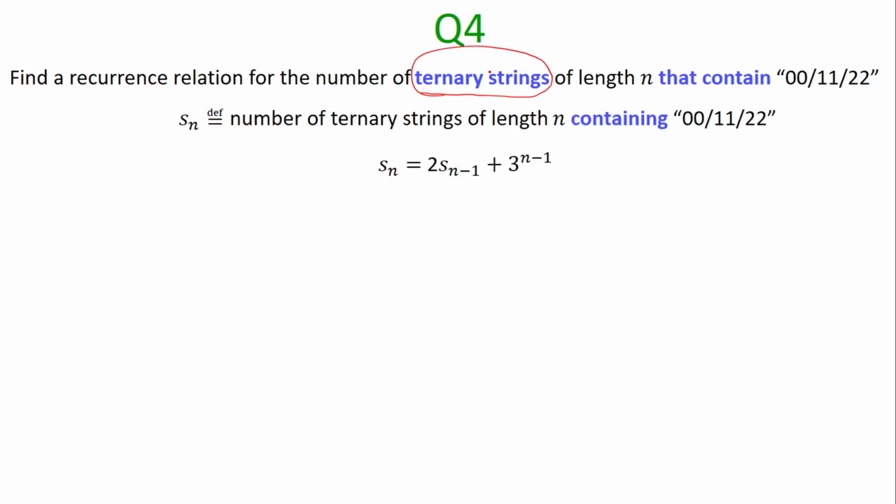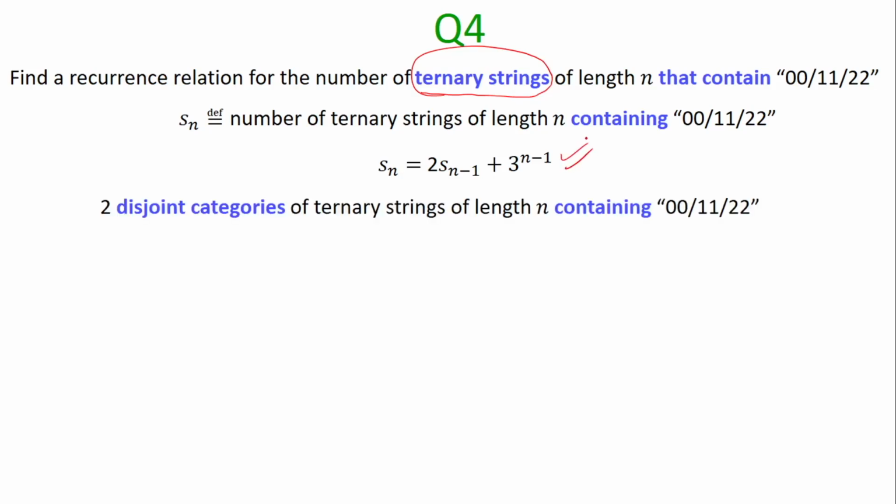So let S of n denote the number of such ternary strings. The claim is that S of n satisfies this recurrence condition. So let's derive that. It turns out that we can have two disjoint categories of ternary strings of length n.